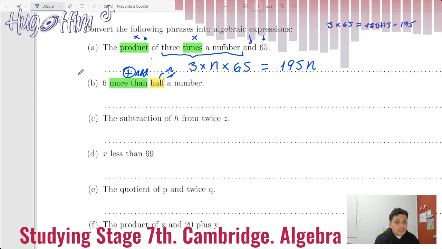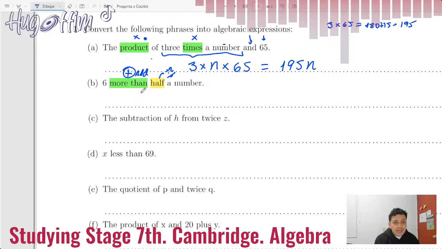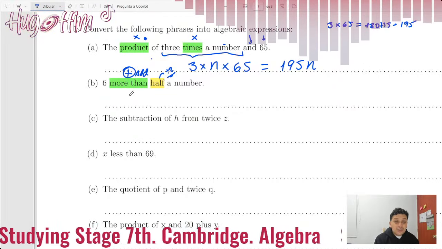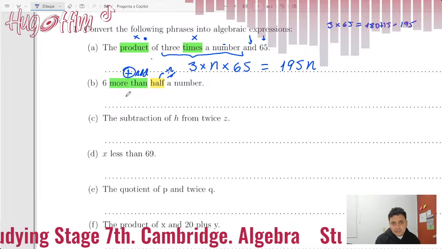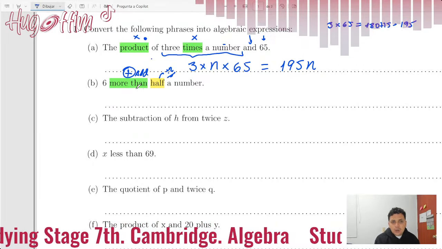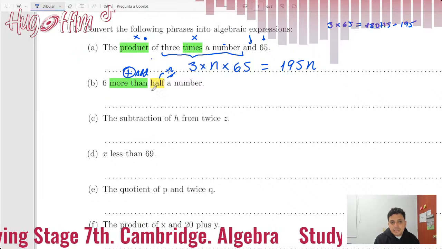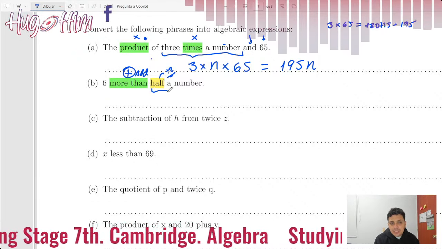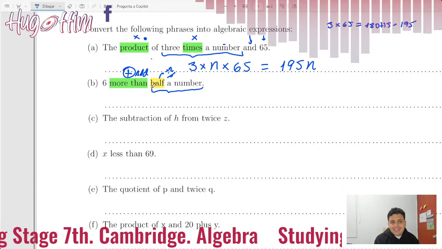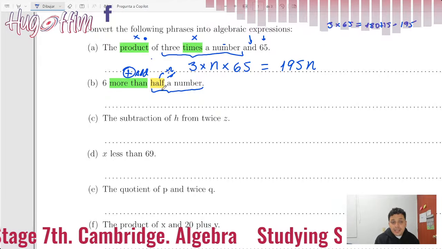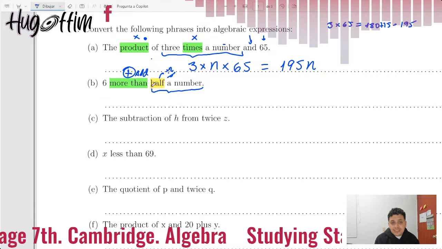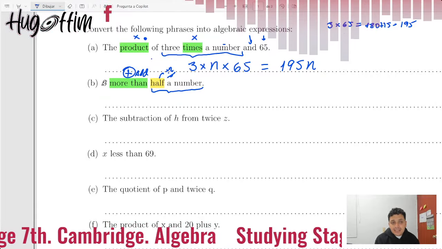Just remember that when you say more than or less than, and you're talking about an operation, not the inequality, the number that goes first in your subtraction or addition is the number that goes at the end of the sentence. So in this case, it says 6 more than half a number, so I need to put first half the number and then the 6.